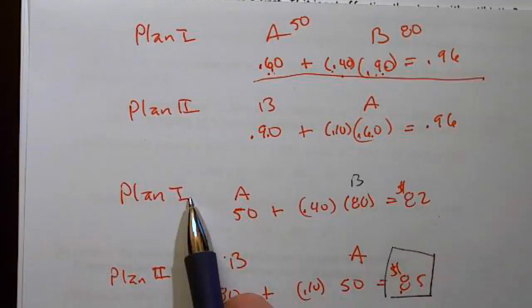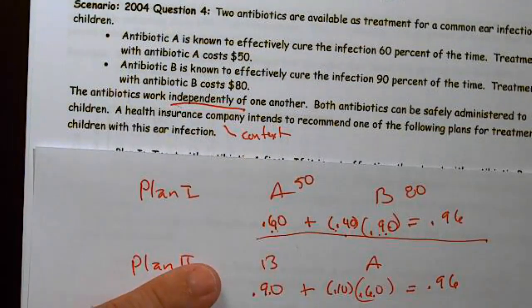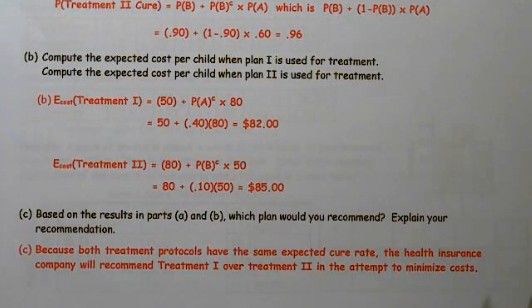So what we find is Plan 1 ends up being cheaper than Plan 2. We have a health insurance company that wants to make a recommendation, and there's no difference in the cure rate. So what are they going to recommend? They're going to want to save money, likely. Both treatment protocols have the same cure rate, so I've addressed the cure rate. The health insurance company will recommend treatment 1 over treatment 2 in an attempt to minimize costs, because the $82 is cheaper than the $85.